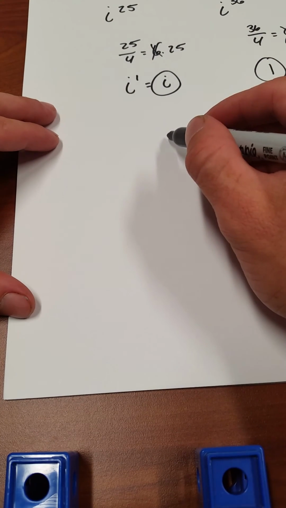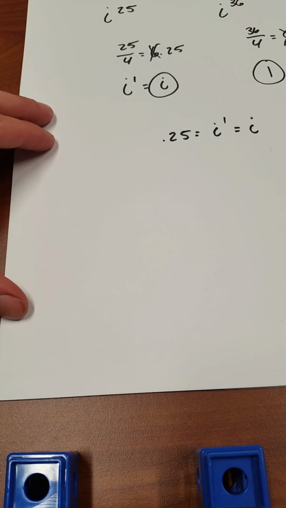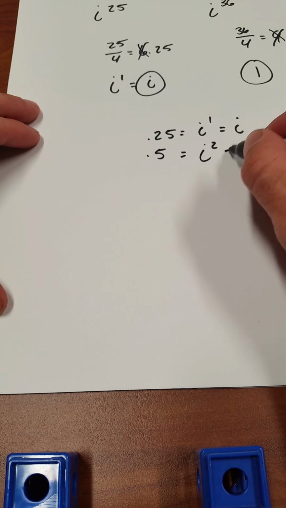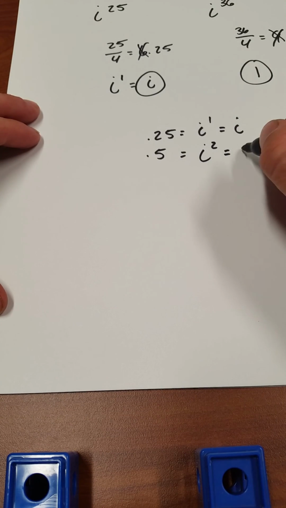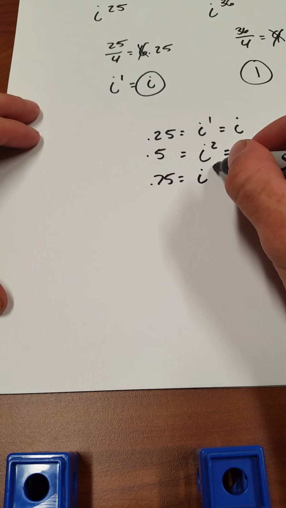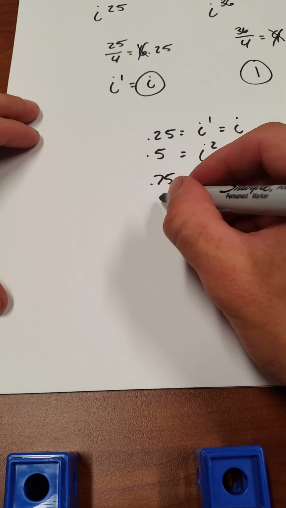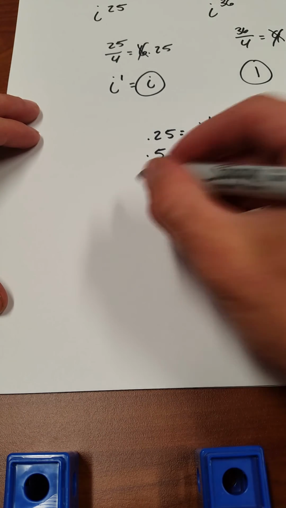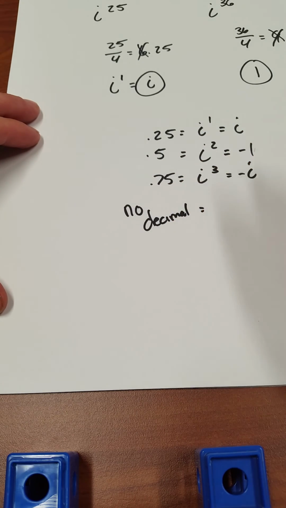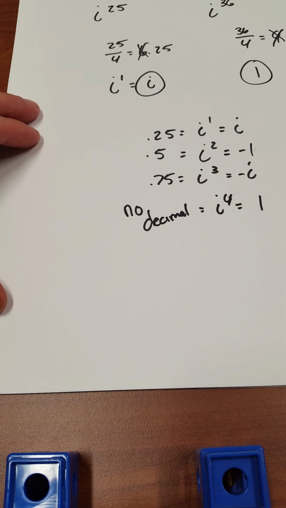So in terms of decimals, if you get a 0.25, that's I to the first, which is equivalent to I. If you get a 0.5, that's I to the second, because that's 50 cents, 2/4, which is negative 1. 0.75, 75 cents, 3/4, means I to the third, which is negative I. And if you do not get a decimal at all, that means this thing is I to the fourth. 4 goes into it evenly, so that just means 1.